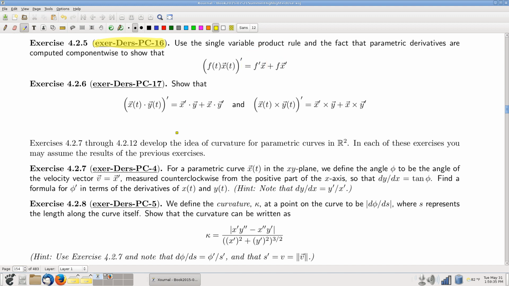Okay, so I'm going to start by looking at the left side of the equation, and I'm just going to start computing it out. There's a hint here that says use the fact that parametric derivatives are computed component-wise. So what we're going to do is take the expression that we're interested in and break it down into components, and then after that we're going to use the product rule a bunch of times. Okay. So we have f times x vector, and we're taking a derivative.